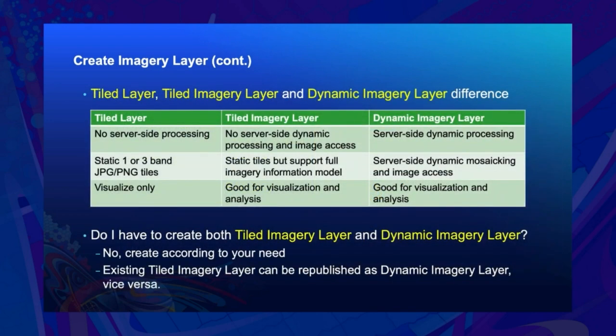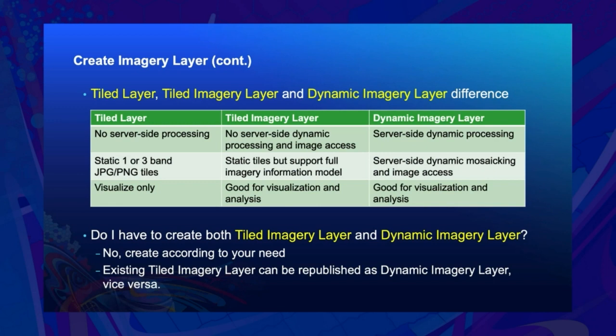Now I want to quickly compare the difference between these two different types of layers and the tile imagery layers that you may already be familiar with if you are an ArcGIS Online user. If you have used tile imagery layers before, you will know that the tile imagery layer essentially is a tile cache based static dataset that only supports 1 or 3 band JPEG or PNG tiles. It is good for visualization, but there's no ability for you to perform server-side processing.